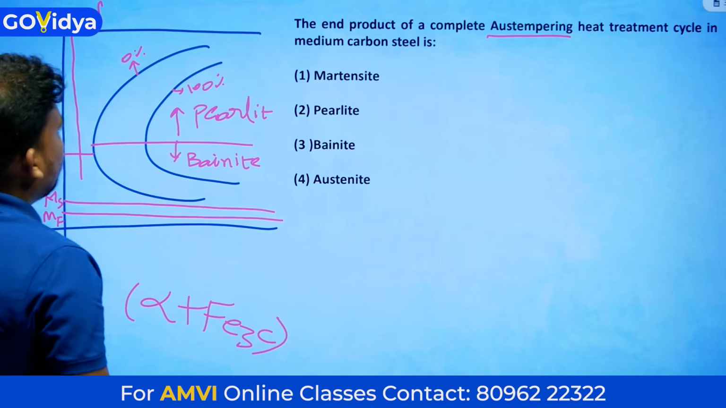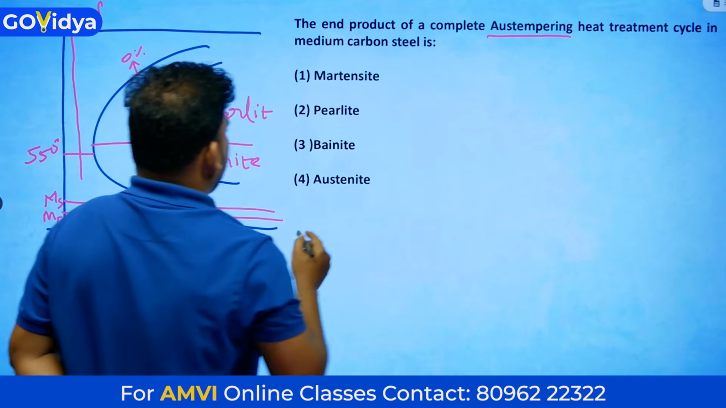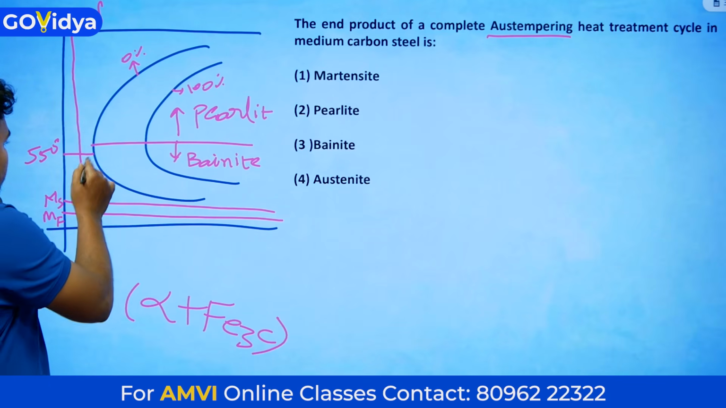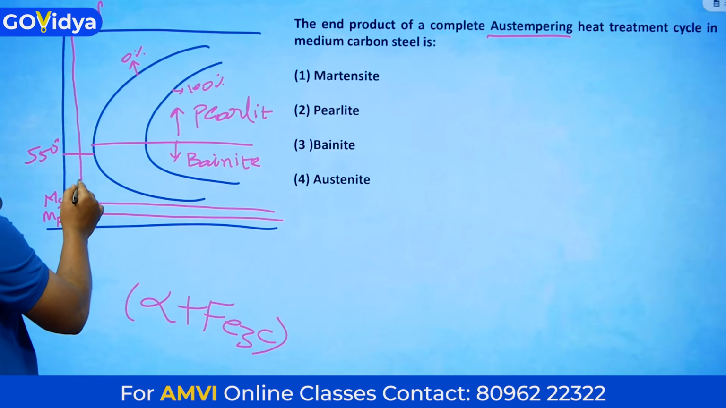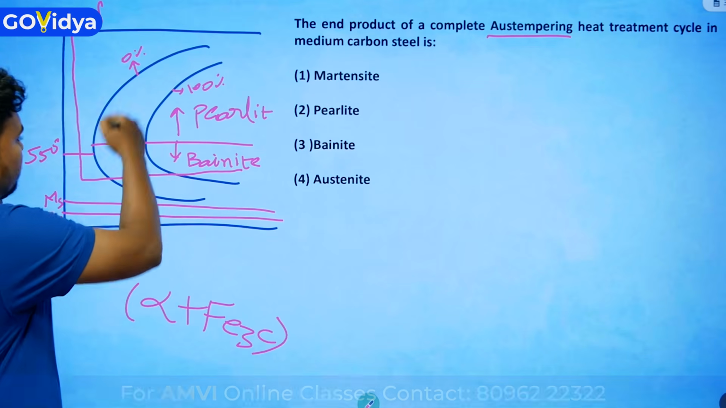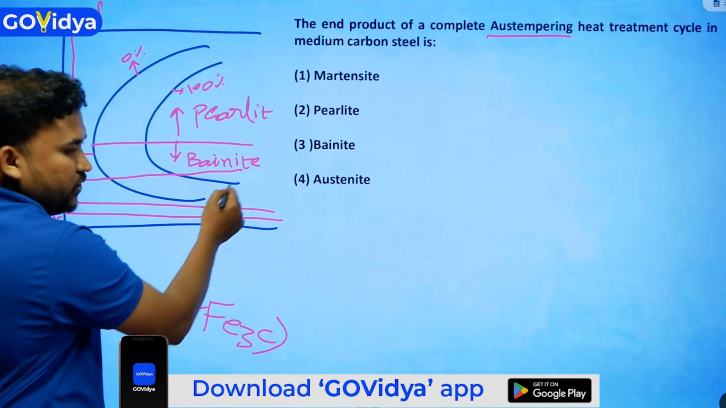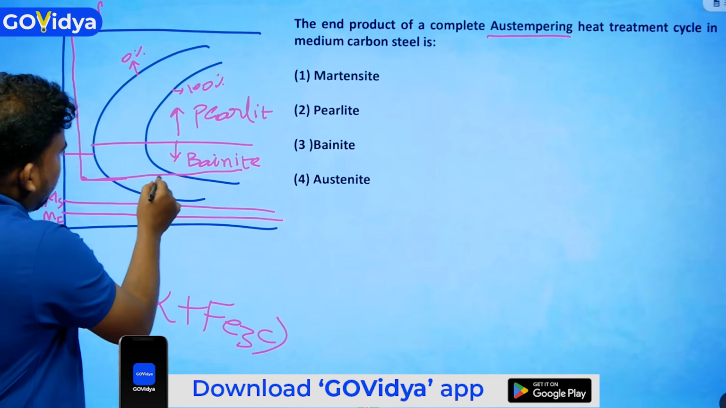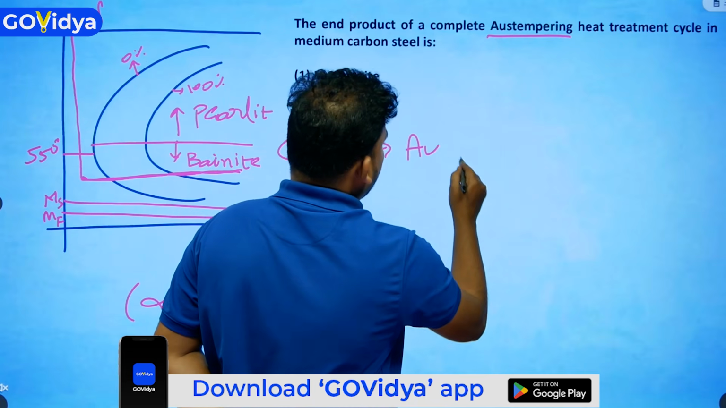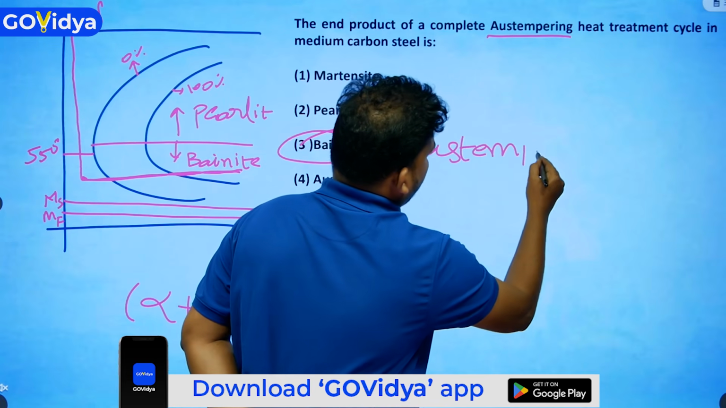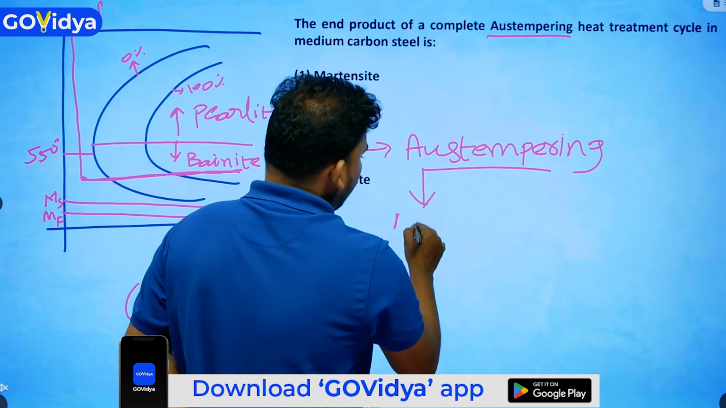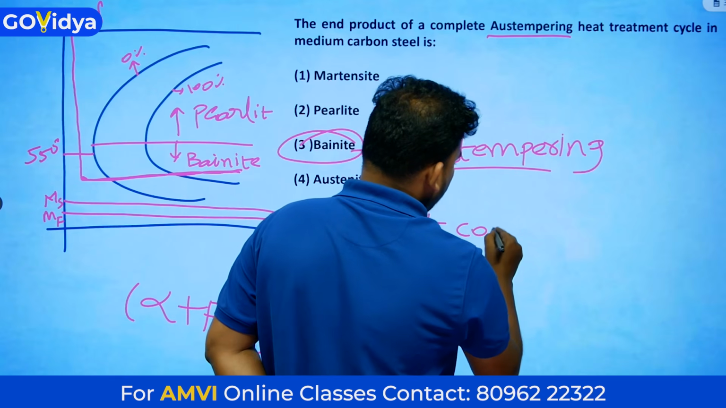So if you want to do austempering, we cool the austenite above the critical cooling rate, below the nose radius temperature, and we maintain this temperature for some time. It will touch the C curve, the TTT curve, and go into the bainite region. Bainite will form in the austempering process. See, in austempering, it is not a continuous cooling process.